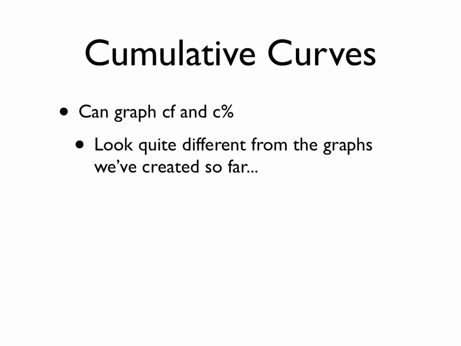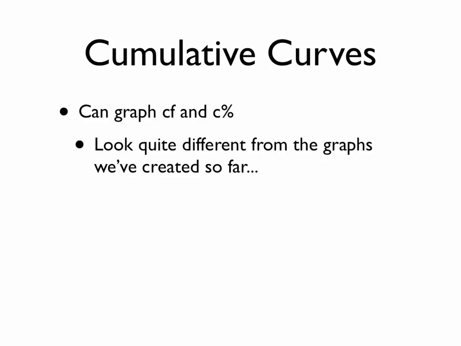So far we've looked at graphs for frequency distributions and relative frequency distributions. But earlier we talked about two other types of distributions. There's the cumulative frequency distribution and the cumulative relative frequency distribution, CF and C% respectively. And these can be graphed as well. But these graphs look quite different from the graphs we've made so far.